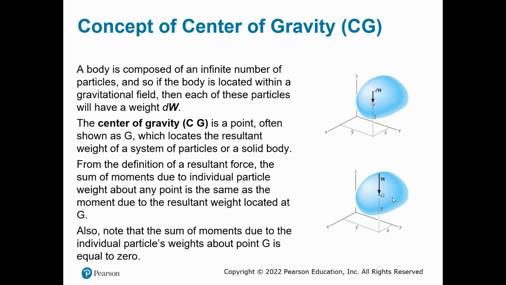Center of gravity, CG, is a point, often shown as G, which locates the resultant weight of the system of particles or a solid body. From the definition of a resultant force, the sum of moments due to the individual particle weights about any point is the same as the moment due to the resultant weight located at G. Also, note that the sum of moments due to the individual particles' weights about point G is equal to 0.